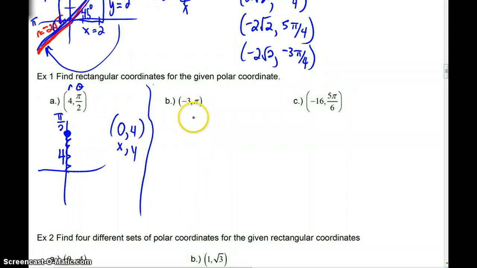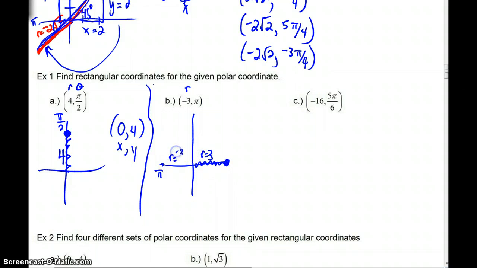Look at negative 3, pi. Now, pi, of course, is right over here on the negative x-axis, but with this negative r value, we get projected to the opposite quadrant. Of course, right now, we're going to see that our opposite quadrant wouldn't even apply. We'll just have to move in the opposite direction of our axis. We are moving 180 degrees away. So we're going to be on the positive x-axis now instead of the negative. We're going to have 3 units here. So this is r equals 3.